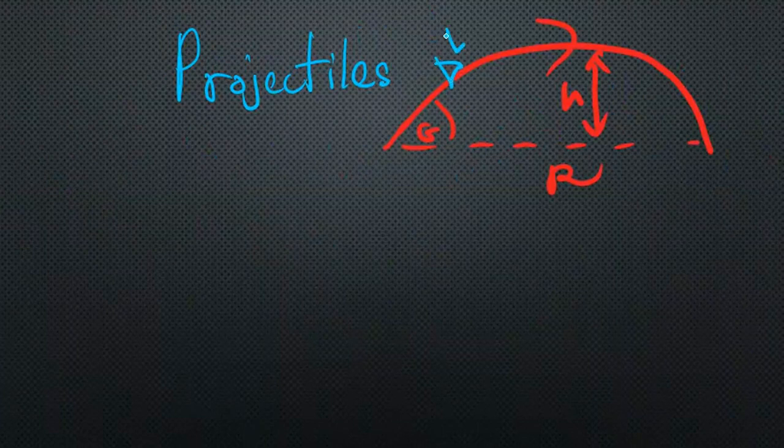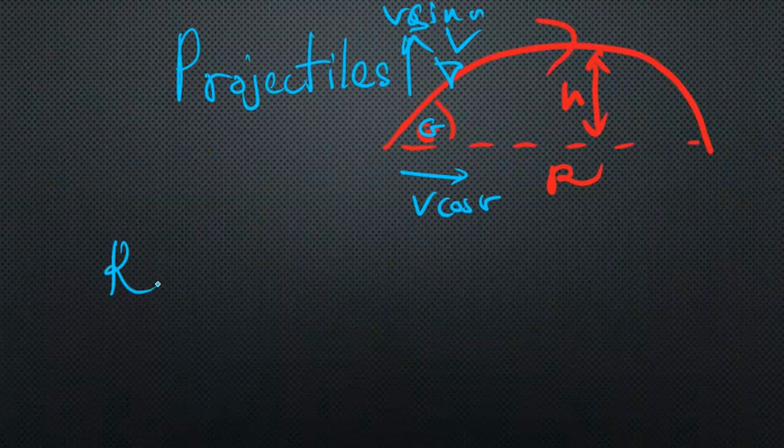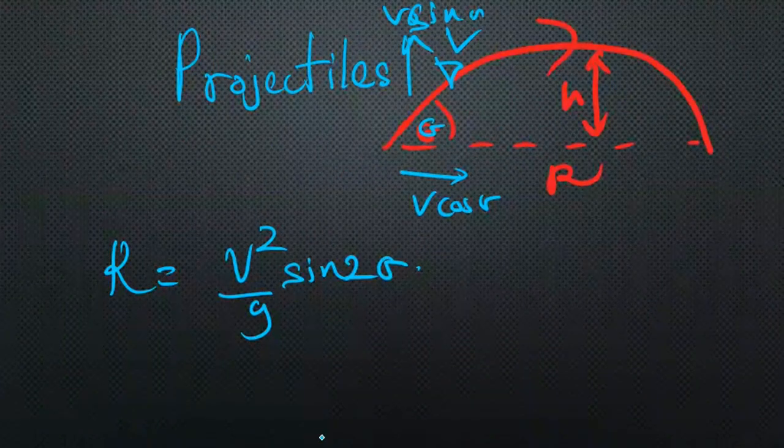Then moving into projectiles. In projectiles, let's say initial velocity is v at angle theta. On this direction we get v cos theta. Upwards we get v sin theta. So we have few equations we should remember. The range, once you simplify, we get an equation v squared over g sin 2 theta.